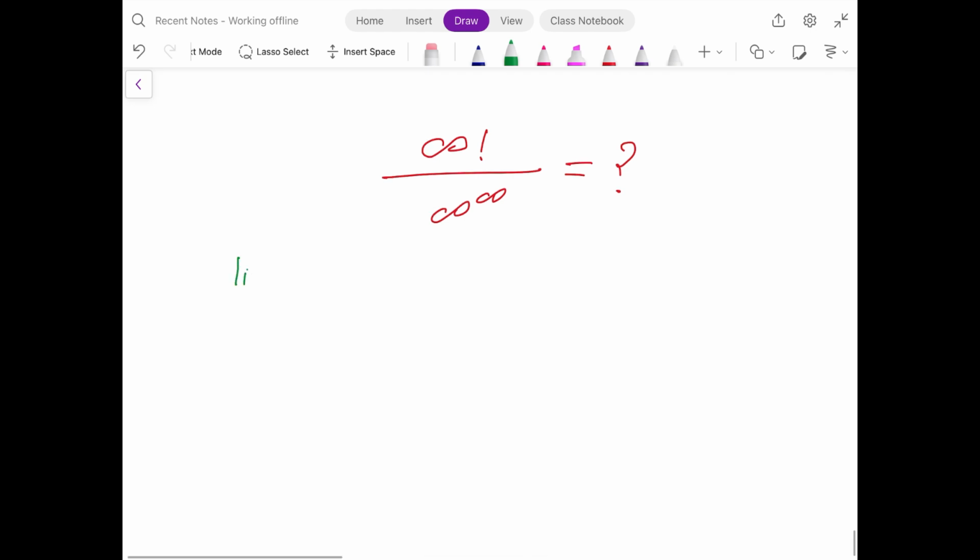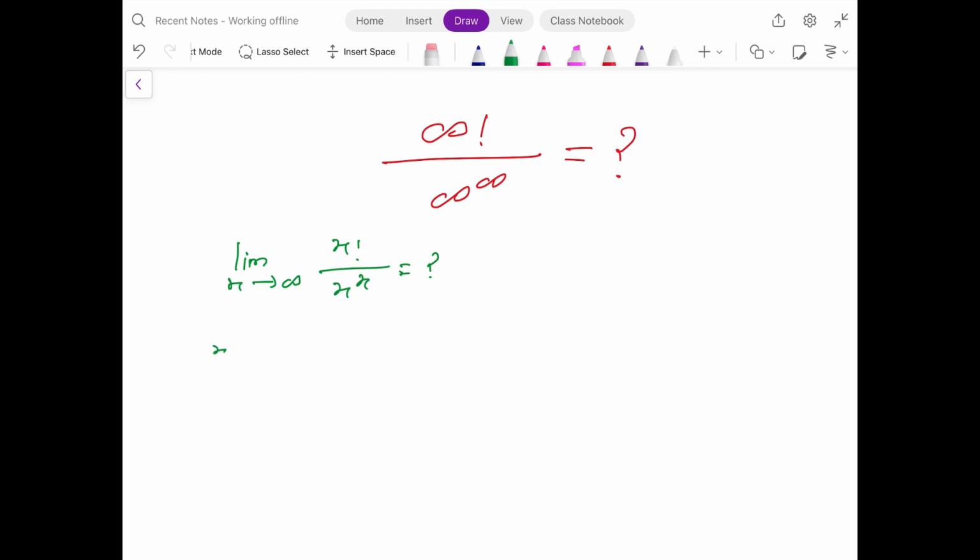That is, what will be the value of the limit as x tends towards infinity of x factorial divided by x raised to x. Here, first, x is a very large positive quantity, which means x will be greater than 0. And if x is greater than 0, then x factorial divided by x raised to x will also be greater than 0. Consider this as inequality I1.